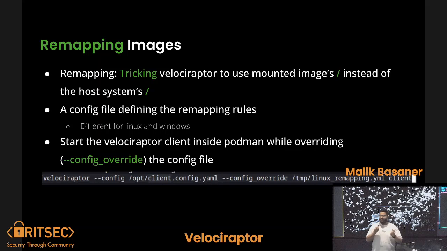And then after we have mounted that, we remap the config files or remap the file system. We're going to just do a config override, so we're going to override the configuration. And when I ask the podman container to give me some information, it will actually go to the mounted drive instead of going to the local disk.